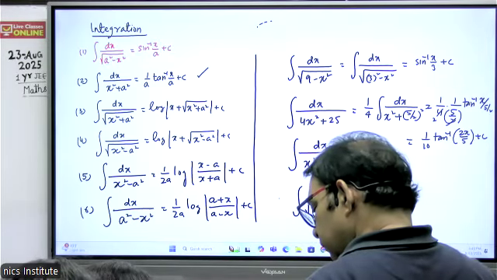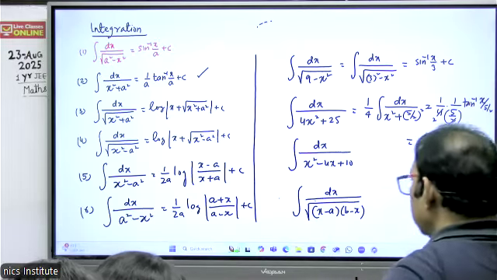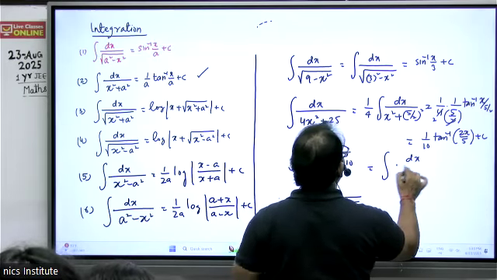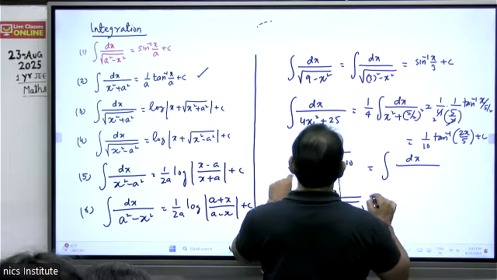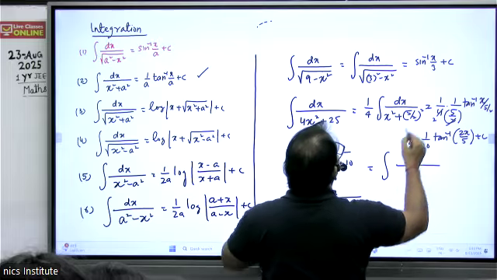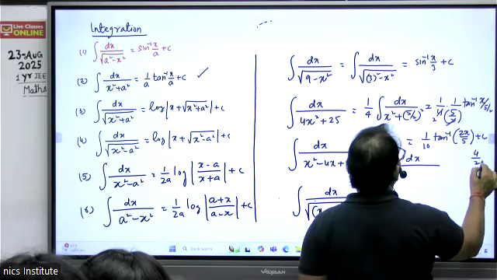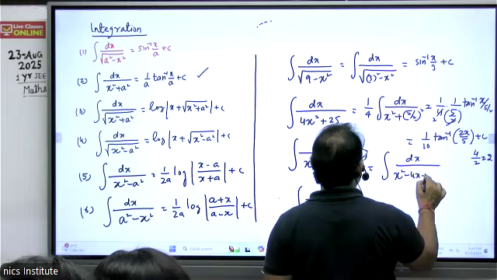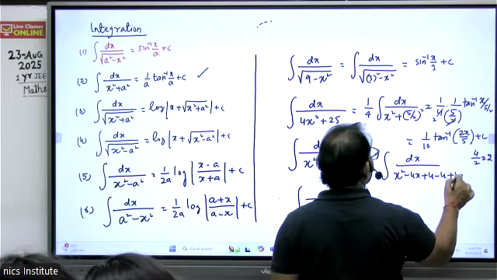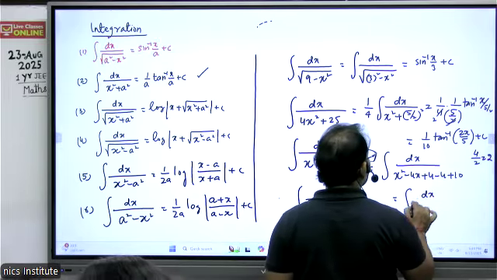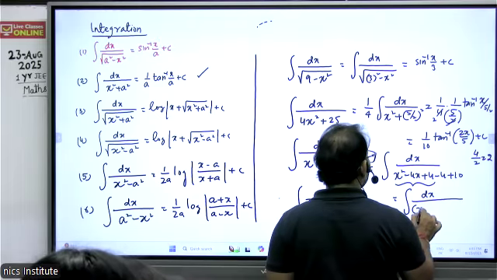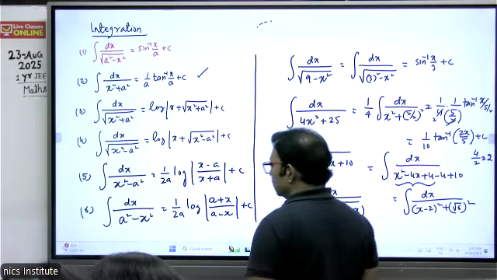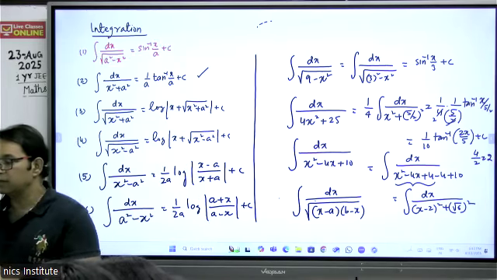If you add 4 and subtract 4, then minus 4 will come. Don't skip steps. So completing the whole square, what you do is identify the coefficient of x square, which is already 1, no issue. Identify the coefficient of x, which is 4. Divide the coefficient of x by 2, and whatever number is there, you square it, and this square thing has to be added and subtracted. After this, it becomes x minus 2 whole square plus 6. 6 you can write as root 6 whole square.